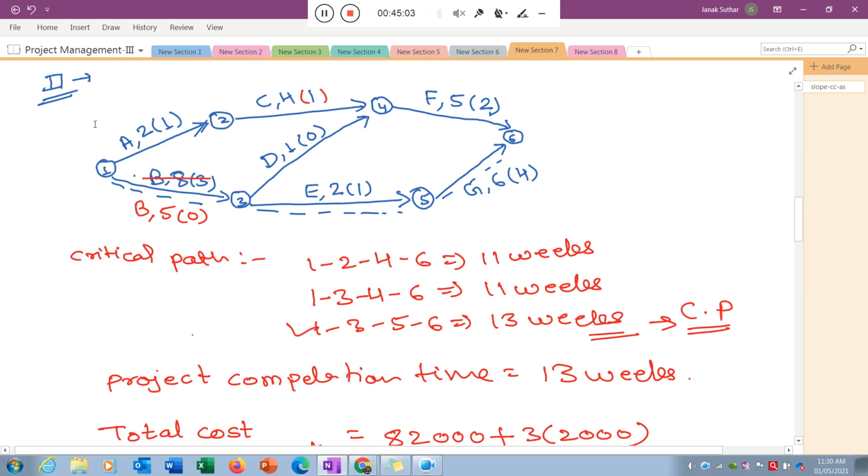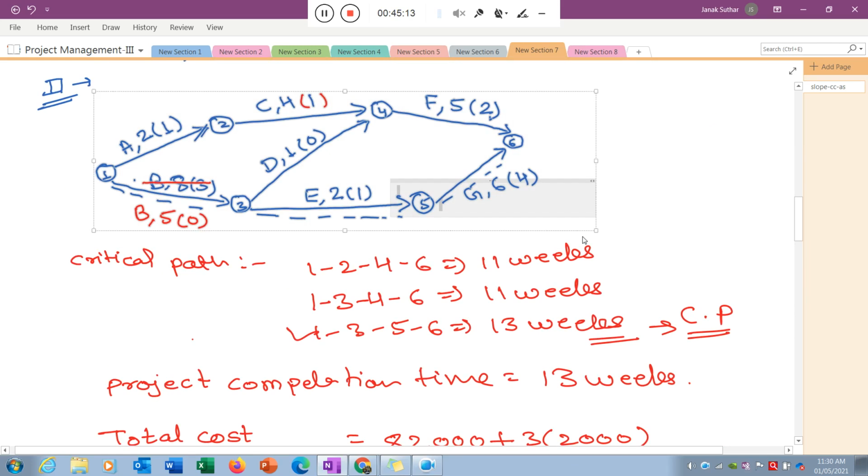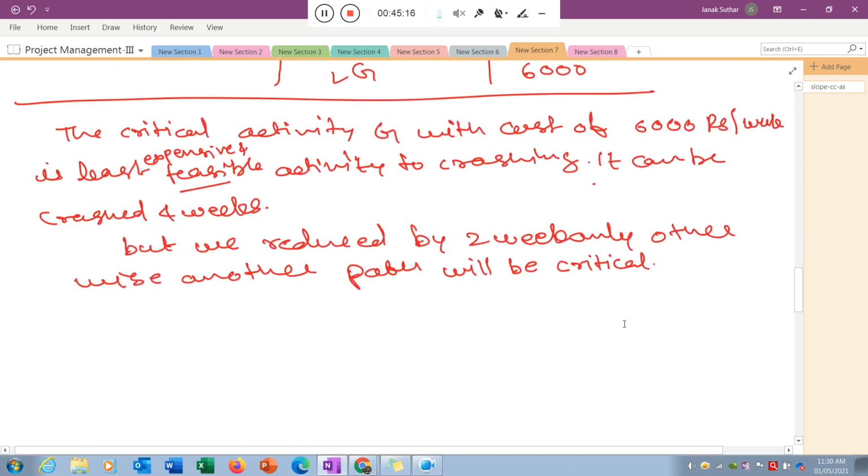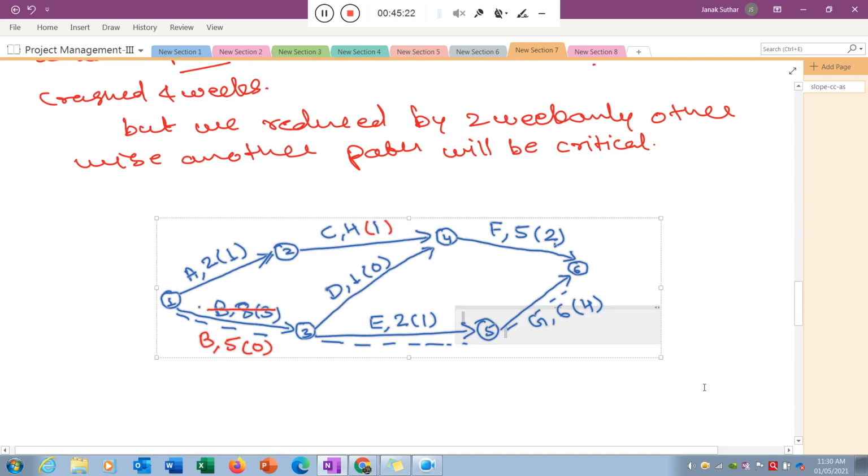That's why I choose to reduce this particular activity as mentioned here. I can reduce by 2 weeks. So I copy paste again and try to reduce that particular thing. Okay, so now this is your network diagram. This is the third iteration of this numerical.